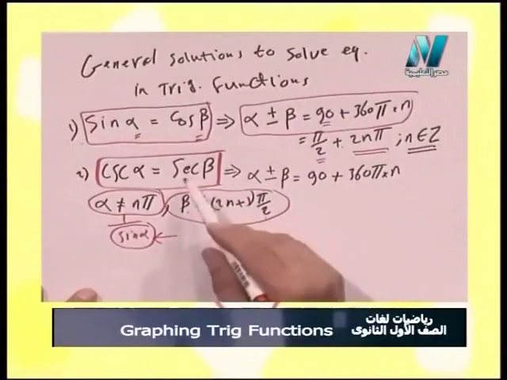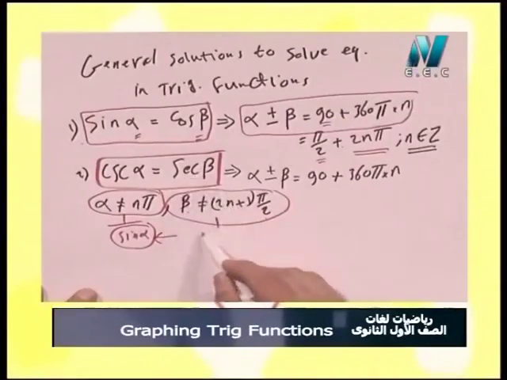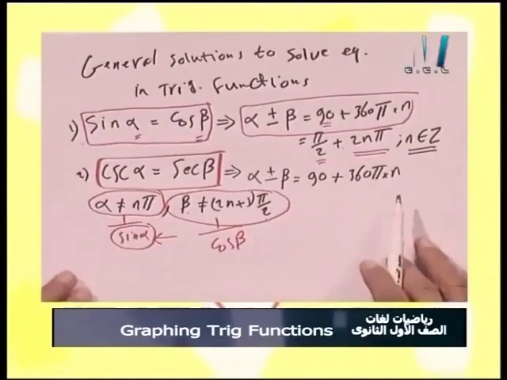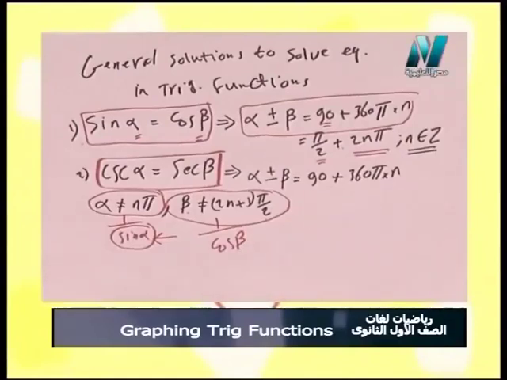Why? Because this is a sec. Sec means 1 over cosine beta. Cosine beta will be 0, as we said, at pi over 2 and 270 and their multiples. So we can move to the third rule.